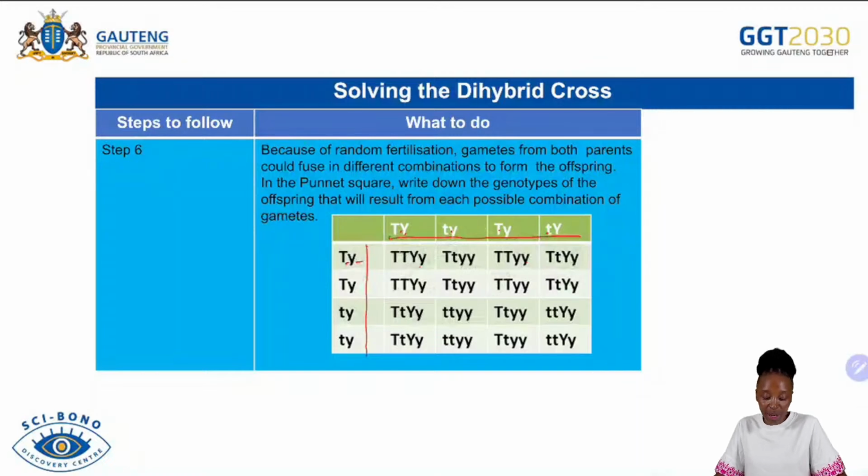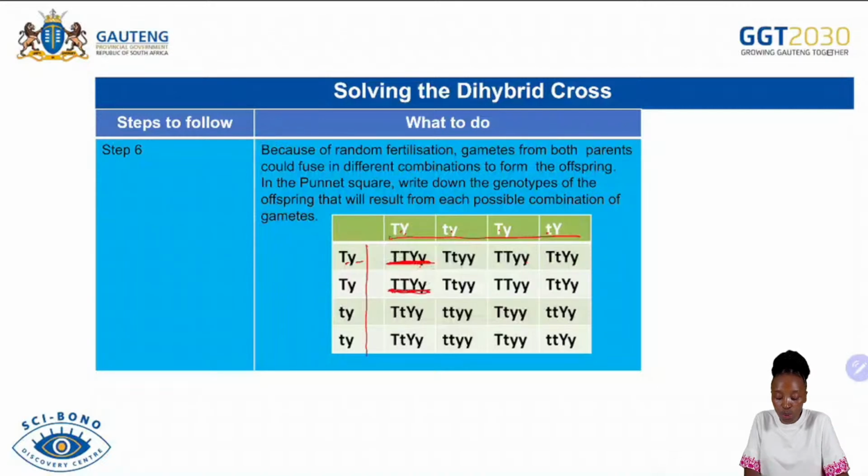So what will be the next step? The next step is now to look into the phenotype. Before we go into the phenotype, if you look just at the genotype, we can already identify how many plants are tall, and how many have yellow flowers. So we have this one, because of the big T and the big Y. So obviously here it's tall with yellow flowers.